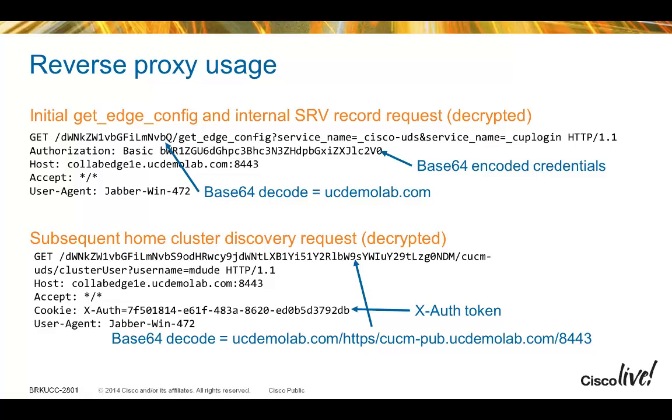I believe it's good. The lifetime is 8 hours. The Jabber client will automatically refresh that. But that XAuth token will serve as basically a cookie to get through, right? So all our reverse proxy traffic for MRA is authenticated. That's what we're highlighting here, as well as some of the base 64 encoding. So when you see this in the trace, you have an idea of what's going on.